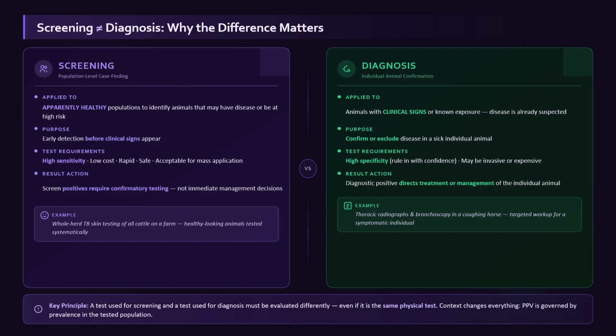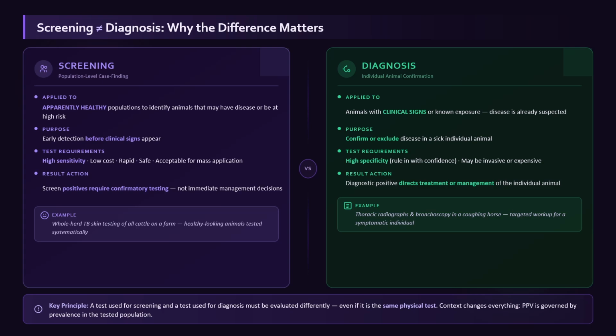Let's make this concrete. Take Johne's disease in dairy cattle. If you're testing every incoming cow at a sale barn, that's screening. Prevalence might be 2 to 5%. Now, take a cow with 6 months of chronic weight loss, diarrhea, and bottle jaw. Testing her is diagnosis. Pretest probability might be 60 to 80%. Same ELISA test, completely different predictive values.